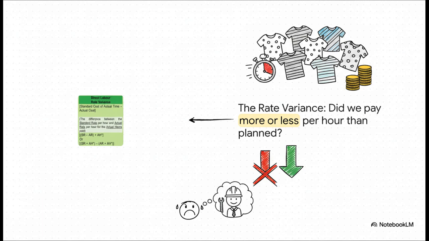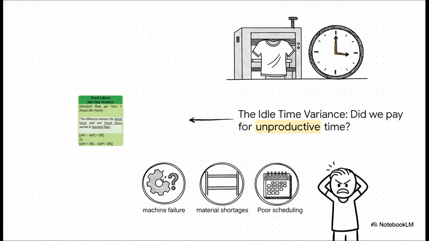So back in our t-shirt shop, if this variance is negative, it might mean we had to pay unexpected overtime to finish a rush order. Or maybe we had to use a more senior and therefore more expensive staff member than we originally planned. Next, we've got the idle time variance. This variance directly tackles that gap between hours paid and hours worked that we just talked about. The formula is easy.